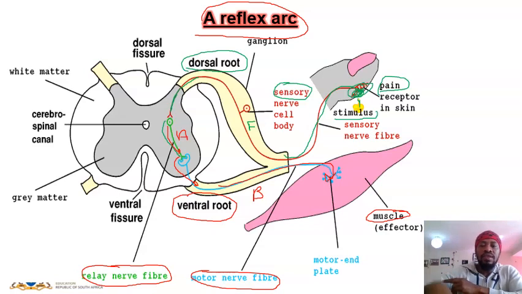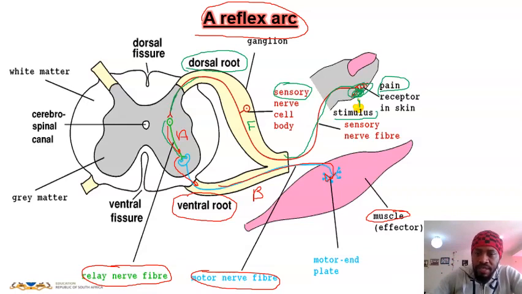So in this case, the instruction will be to tell the biceps to contract, and the bicep will contract, the triceps will relax, such that the hand together with the finger is all lifted up very quickly, automatically. It takes milliseconds, we don't even realize it.